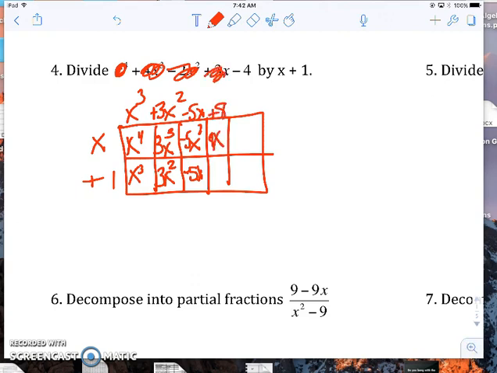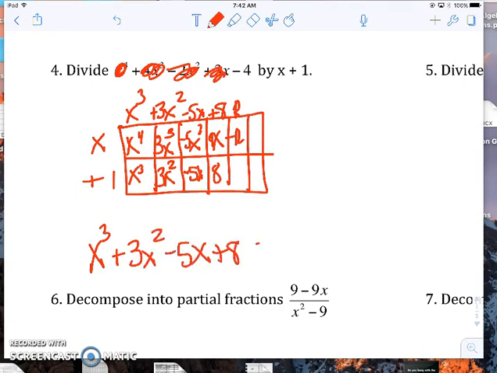So plus 8, and we need a total of negative 4, so this has to be our remainder here of negative 12. So our answer, x cubed plus 3x squared minus 5x plus 8 with a remainder of negative 12.